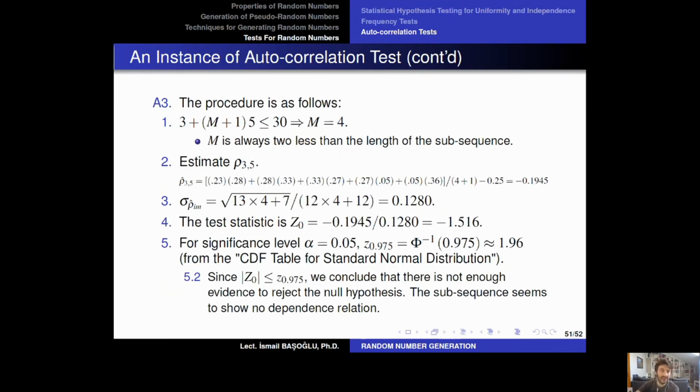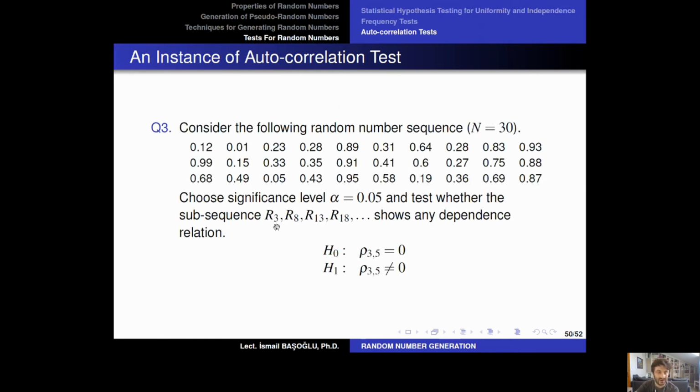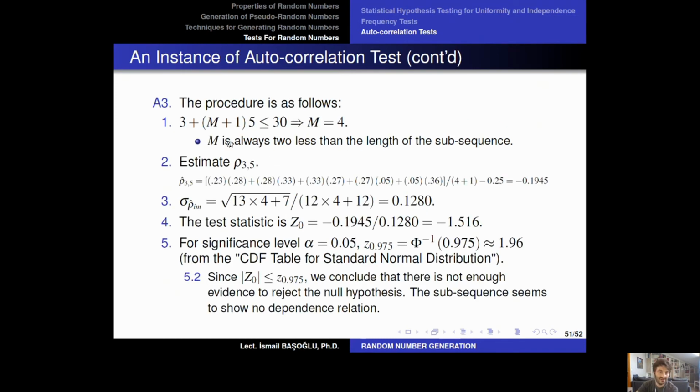Now, first of all, we need to determine the capital M value. And the capital M value is basically the largest integer that solves this inequality. And there is also another rule here. The capital M is always 2 less than the length of the subsequence. So we know that the subsequence here, starting from R3, will end at R28, and it will consist of 6 random numbers only, and therefore M should be equal to 4. Then we are going to estimate rho 35.